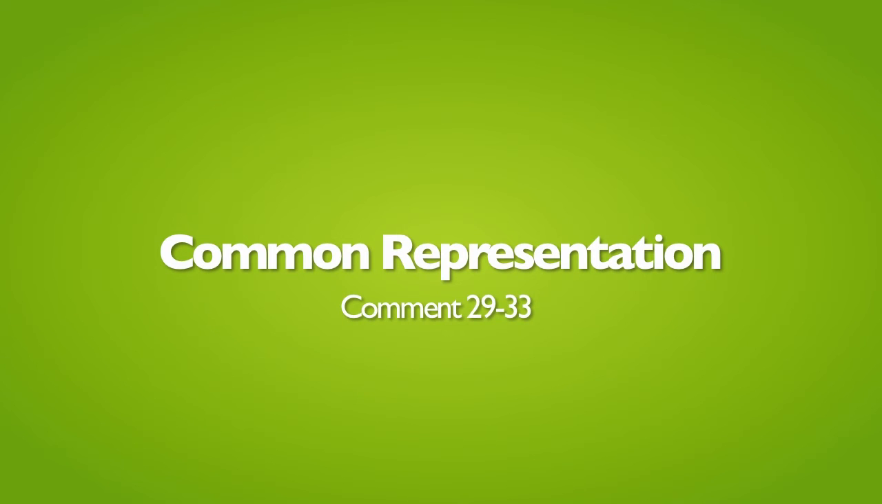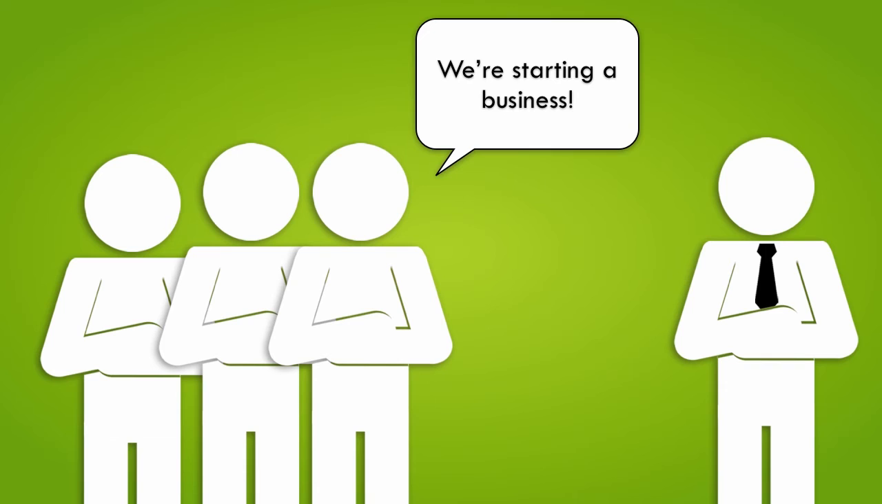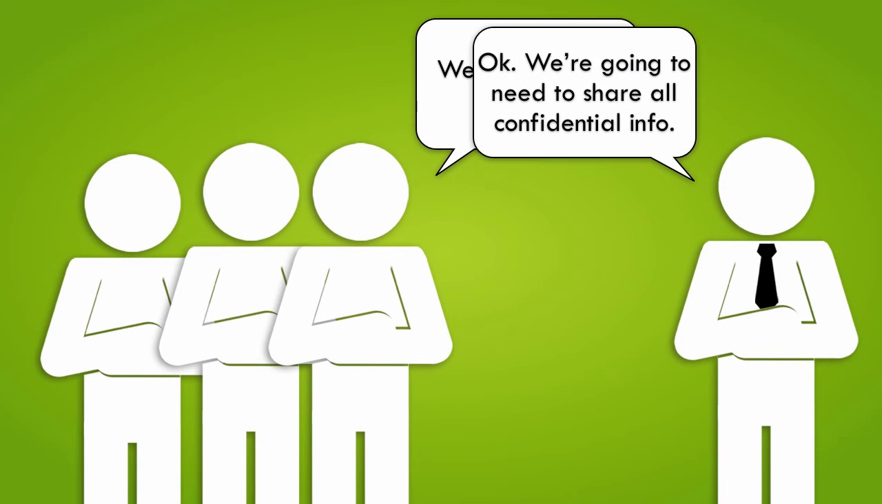Common representation. One very typical sort of representation where conflicts are waived by the clients is called common representation. See comments 29 through 33 to Rule 1.7. Let us imagine three friends forming a business together, or a husband and wife retaining one attorney to prepare wills for them. This is a typical sort of common representation.